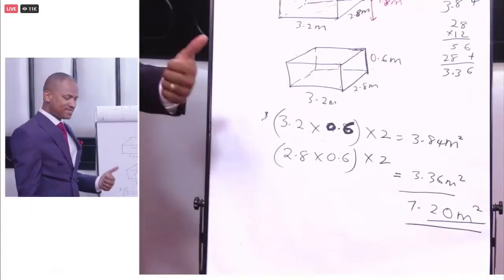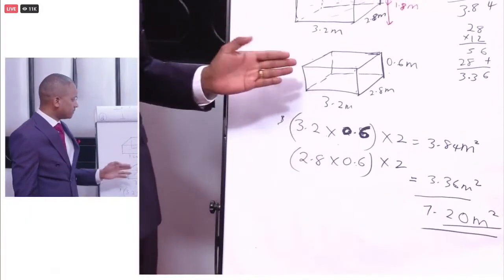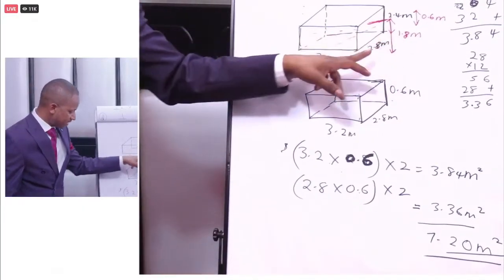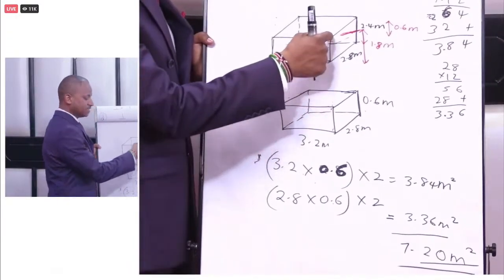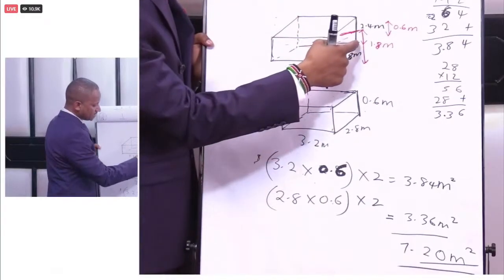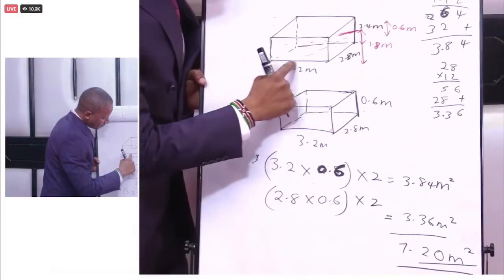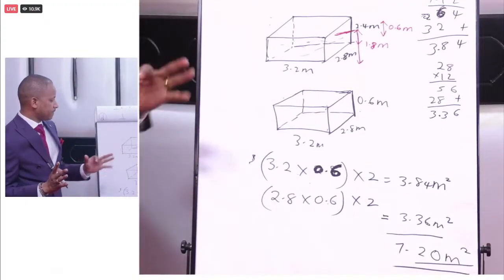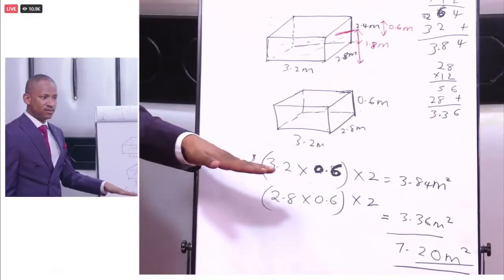What about if the question wanted the area that is in contact with water? You could have used 1.8, but this time round, you use 3.2 times 1.8 times 2 plus 2.8 times 1.8 times 2 plus 3.2 times 2.8. I hope I'm very clear. This will give you 3 parts, because the bottom is also in contact with water.